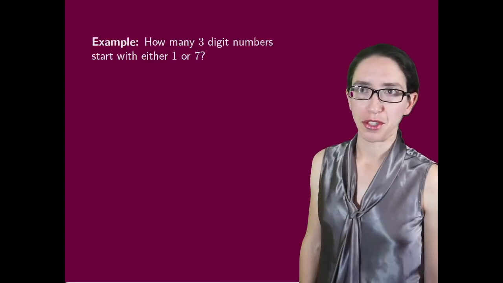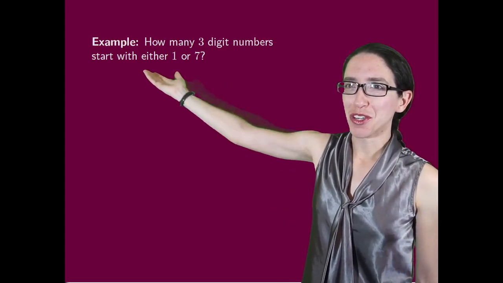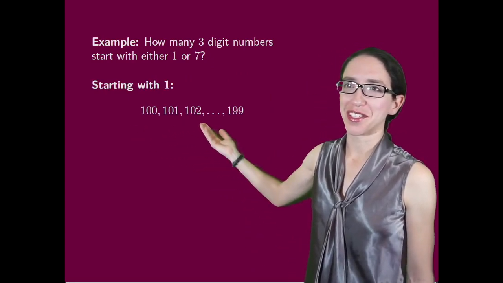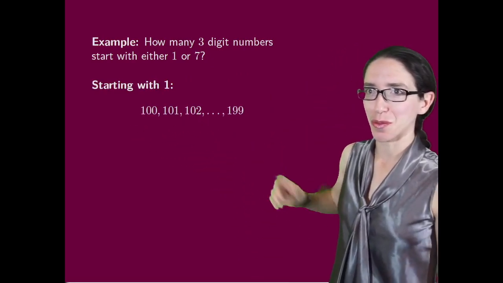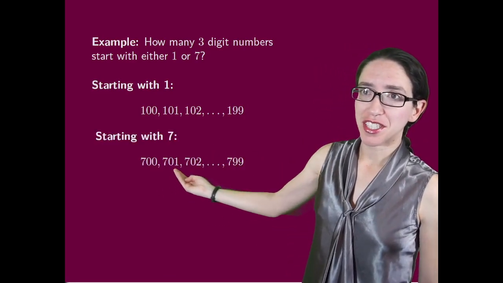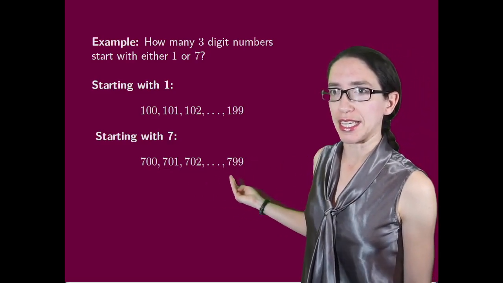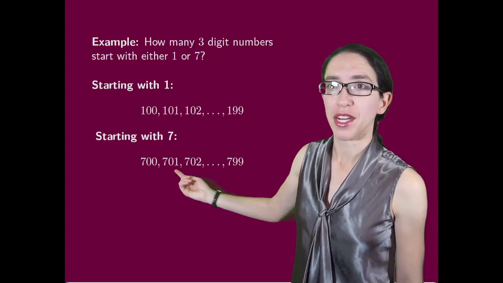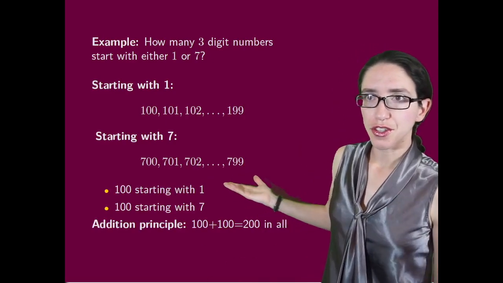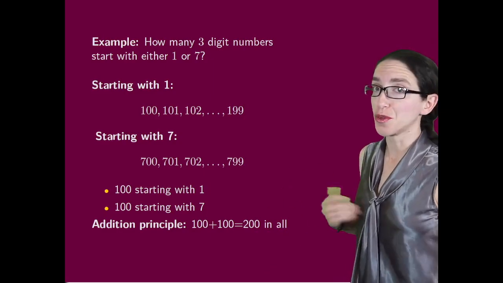How many 3-digit numbers start with either 1 or 7? There's an "or", so maybe we should use plus. So first we say how many 3-digit numbers start with 1. Well, starting with 1, there's 100, 101, 102, up to 199, all the ones that start with a 1, and there are 100 of those. Starting with 7, there's 700, 701, 702, up to 799, also 100 of those. Remember, it's 100 and not 99 because it starts with 700 and then 701, 702, up to 799. And so there's 100 starting with 1 and 100 starting with 7. The addition principle says that there are 100 plus 100, or 200 in all.